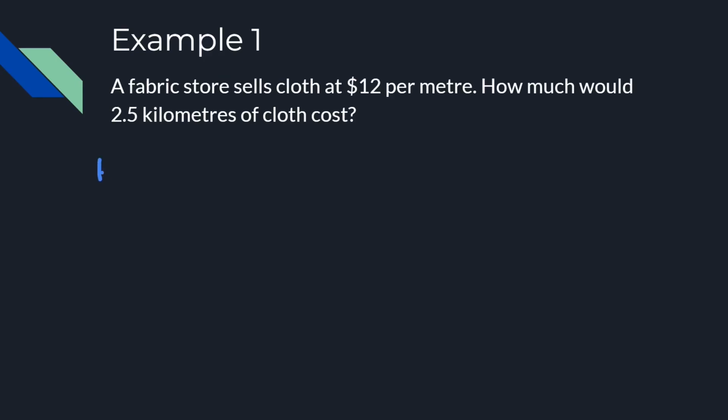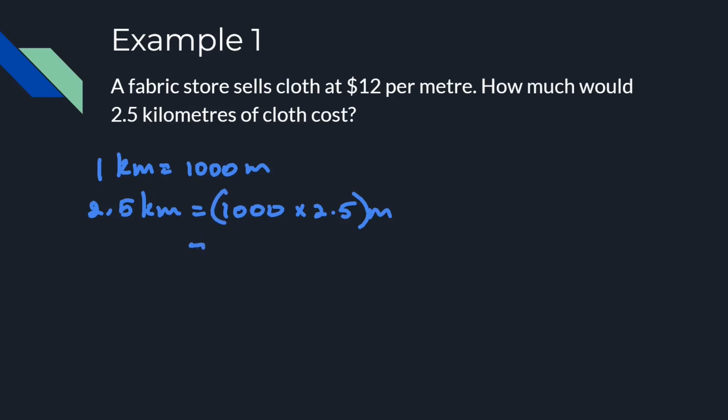So we know that 1 kilometer is equivalent to 1,000 meters. That means that 2.5 kilometers would have 1,000 times 2.5 meters. That works out to be 2,500 meters. Now we know it's $12 per meter and we have 2,500 meters.